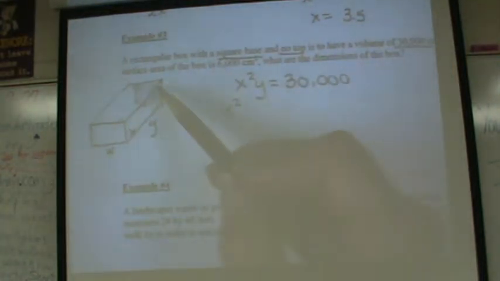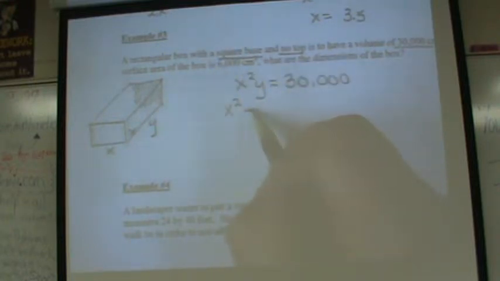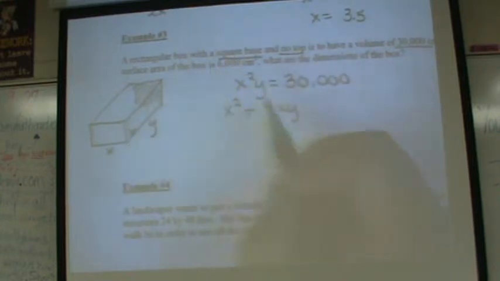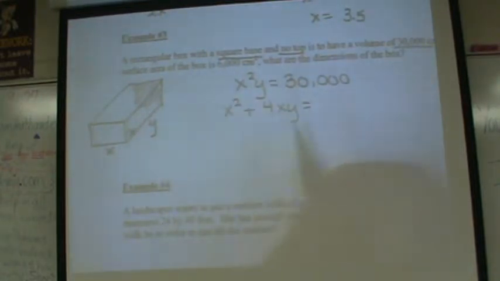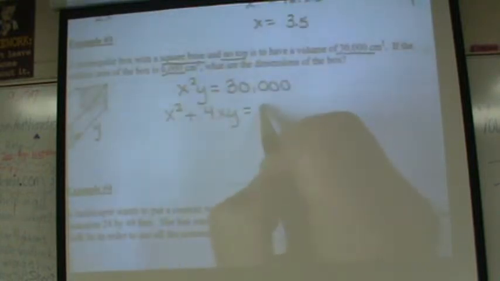And then there are how many of these sides that are x times y? See this side right here, x, y? There's 4 of them. So 4 areas that are x times y. So think of the sides and this part and the bottom. We don't have a top. If we did have a top, this would have been a 2 right here. So the surface area is 6,000.